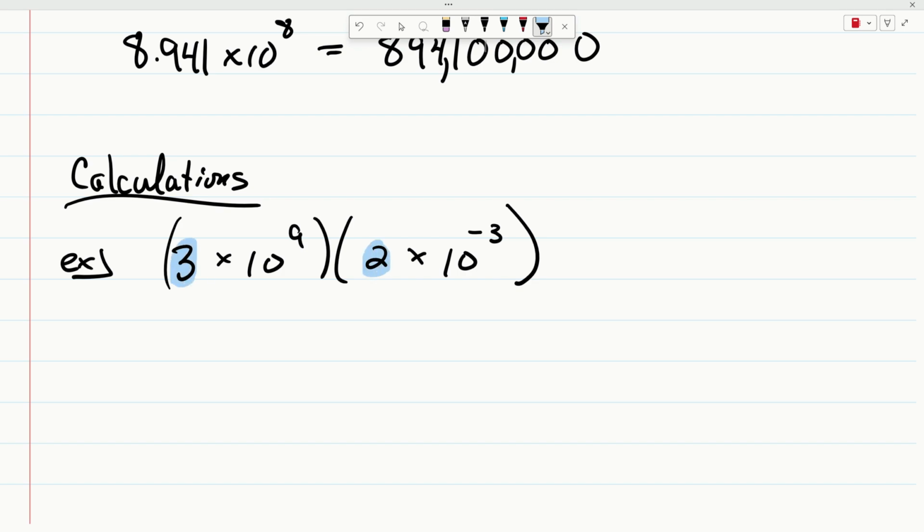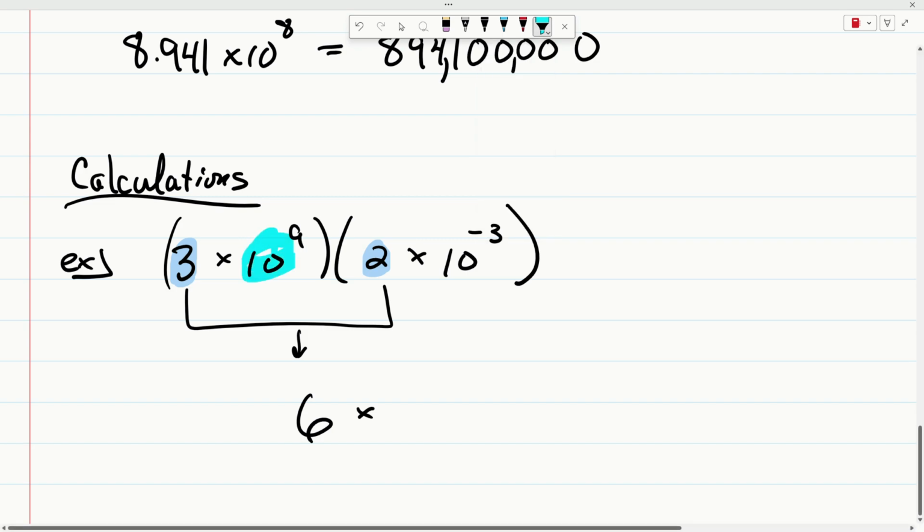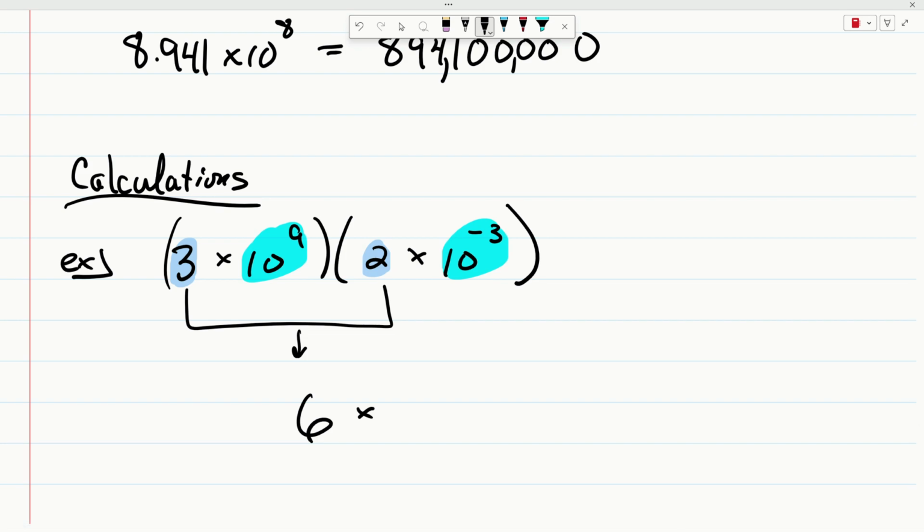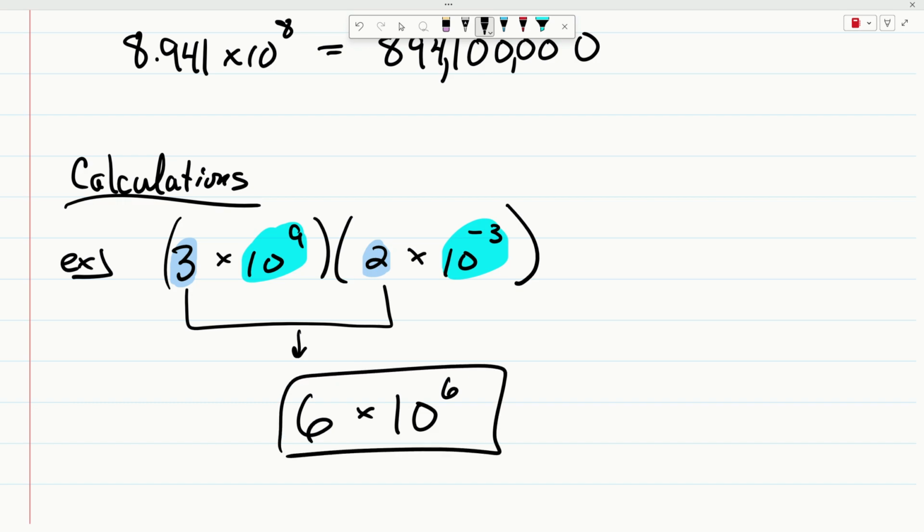3 times 2. Well, that's 6. Times 10 to the 9th times 10 to the negative 3rd. Well, according to rules for exponents, if the bases are the same, you add the exponents together. So 9 plus negative 3, or simply 9 minus 3, is 6. So this is 6 times 10 to the 6th. That's exactly what it is.